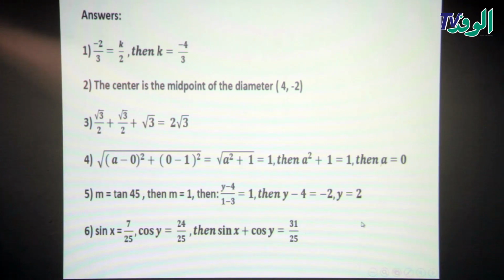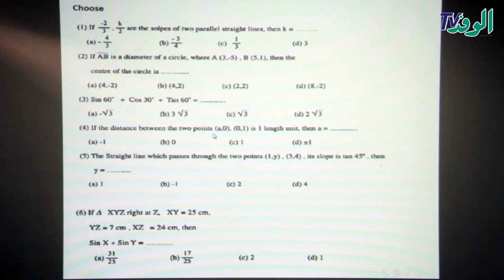Number 4: x1 was a, x2 is 0, y1 is 0 and here negative 1. We got the square root of a squared plus 1 equals 1. By raising both sides to the power of 2 to cancel the square root, we get a squared plus 1 equals 1. Move 1 to the other side as negative, and we have a squared equals 0, then a equals 0. So the correct choice is choice B.